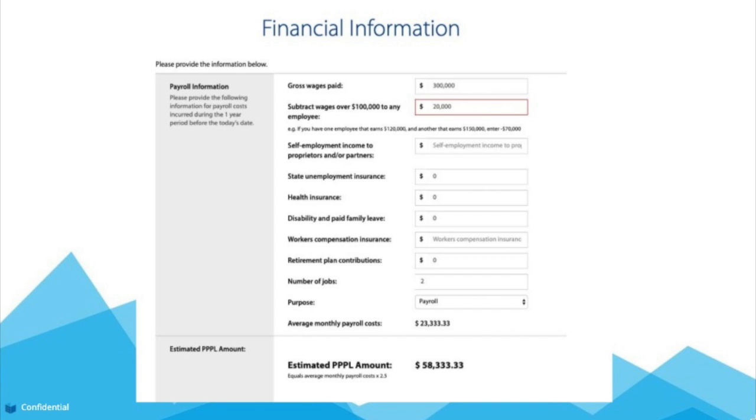The next one can be confusing, so I just want to highlight. If you pay any employees over $100,000 a year, you would just subtract the amount that's over 100,000. So if they're paid 120,000, you would just put in 20,000 here, and it would subtract that out of the gross wages paid. And so once you get the average monthly payroll costs, and that is any expenses associated with payroll that you can see here, the maximum amount that you're eligible for is 2.5 times that.